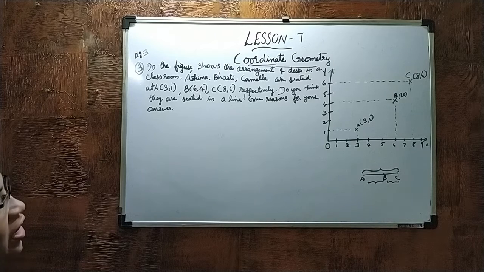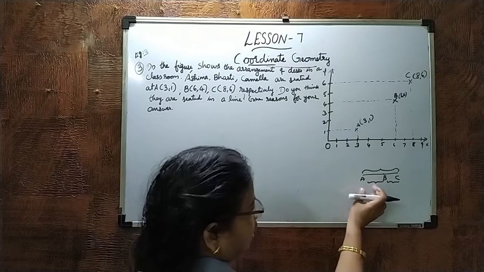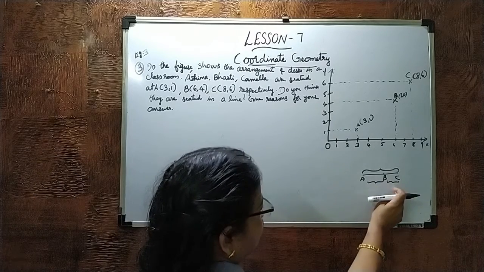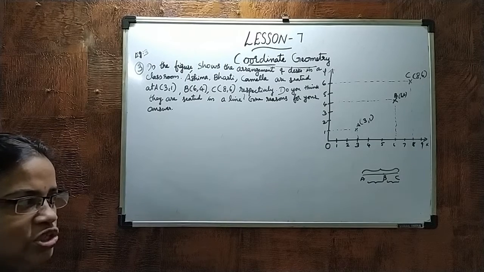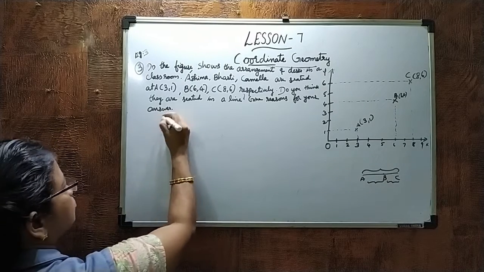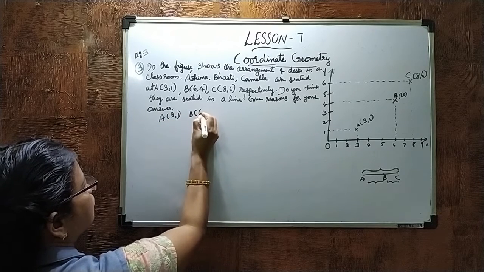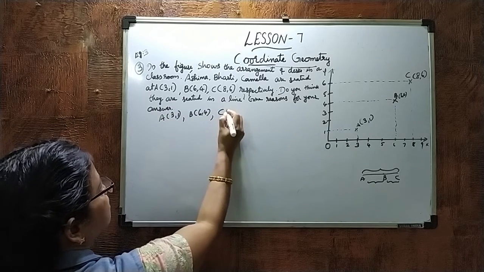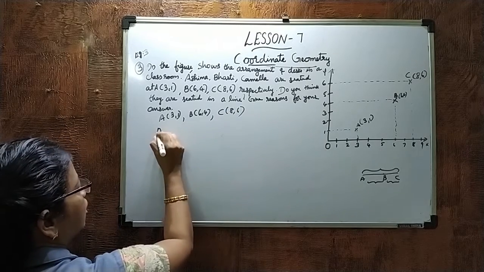Now what you have to find out? You have to find out whether they are sitting as a line or not. So what you have to do then? First you find out AB, then find out BC, then when you add you have to get the answer AC. So AB you have to find out, BC you have to find out, AC you have to find out. Okay, we will start now. So A (3, 1), B (6, 4), then C (8, 6) are given. Now first we will find out AB.